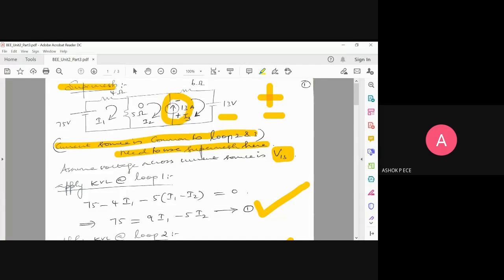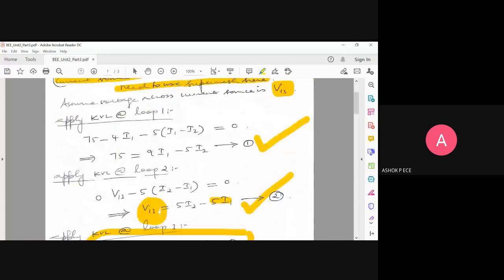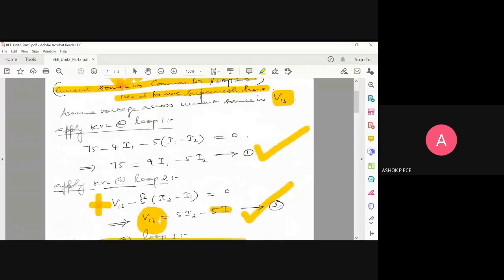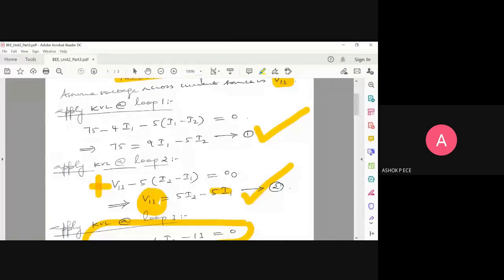So the voltage source, you see current is flowing like this, minus to plus means plus. So V13, and only one resistance you have here, 5. And 5, you see I1 is flowing like this and I2 is flowing like this. So effectively the current is I2 minus I1. So minus 5 into I2 minus I1 equal to 0. Same way, we'll be doing it for loop 3.